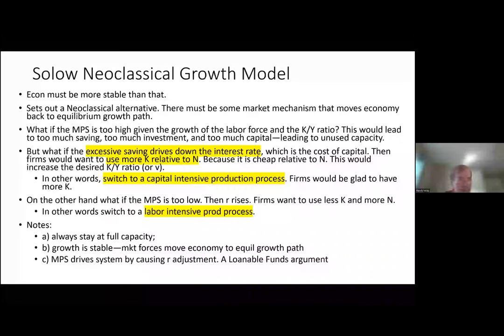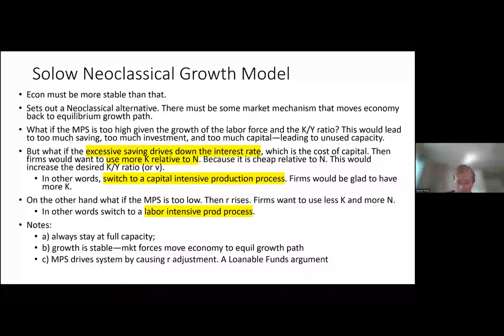because you're happy with the greater capital, you don't try to change the amount of investment to reduce it. You want more investment, so you remain in equilibrium. On the other hand, if the propensity to save is too low, then the interest rate is driven up. So firms use less capital and more labor. So they switch to a labor-intensive production process.